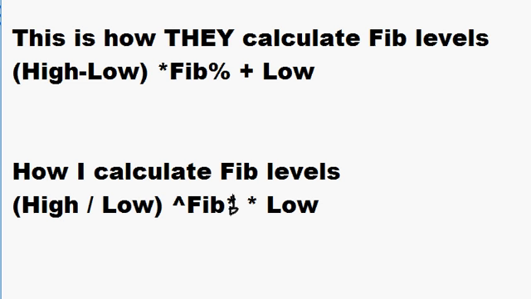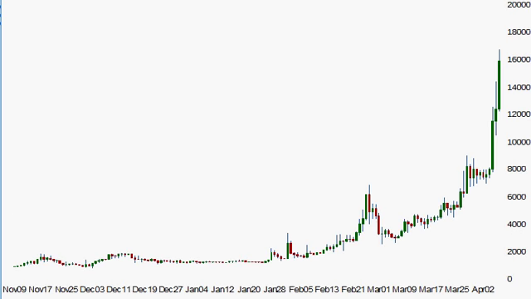So then I take that difference and I take it to the exponent of the Fibonacci percentage. And on the calculator, you will see X, Y. So you push that and then you put the percentage in. So 0.236, 0.382, 0.618, and 0.764. So let's take a look at a chart.